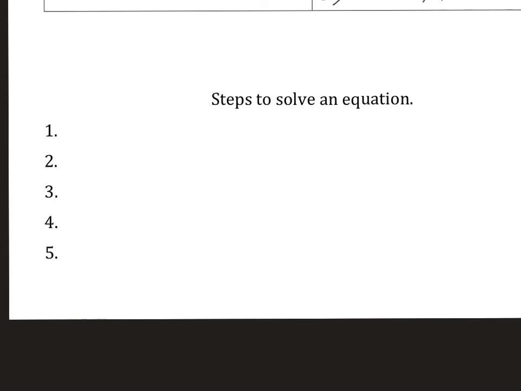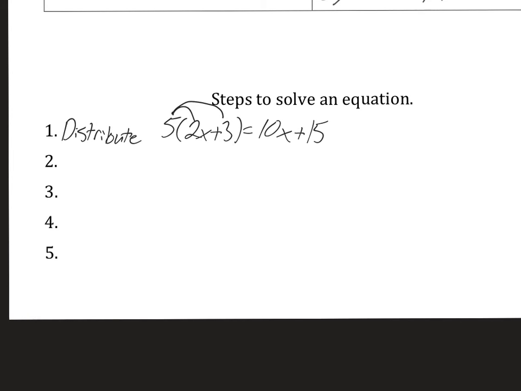steps to solve an equation. Thinking back to Algebra 1, what was always the very first step for solving an equation? You would check to see if you needed to distribute. So an example would be if I had 5 parentheses 2x plus 3, and then we multiply that over. So that would become 10x plus 15. So distributing is the first one.